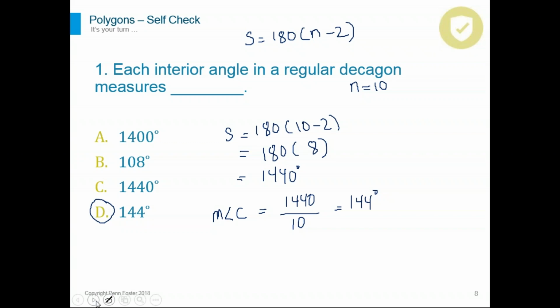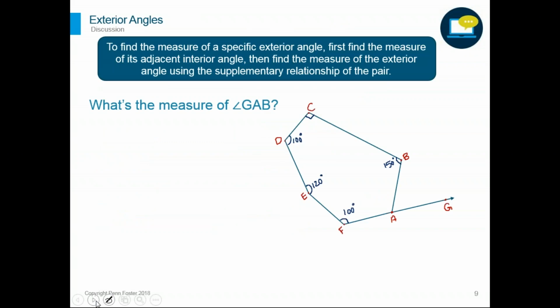Okay, let's go to the next topic, exterior angles. So again, we're talking about polygons. So what if we are asked to find the measure of an exterior angle this time, not an interior angle? To find the measure of a specific exterior angle within a polygon, first find the measure of its adjacent interior angle. Then find the measure of the exterior angle using the supplementary relationship of the pair.